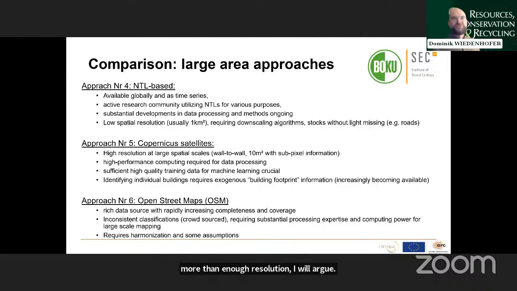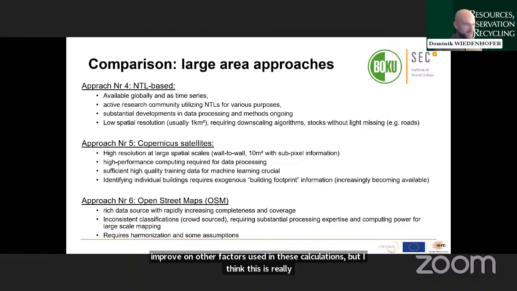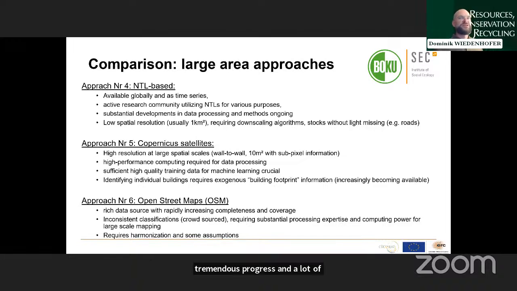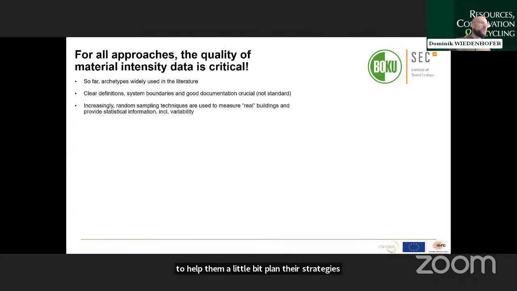One can always improve on training data. One can always improve on other factors used in these calculations. But I think this is really tremendous progress, and there is a lot of excitement I'm hearing also from colleagues in the UK, where I presented the UK-based work to the Circular Economy Roundtable, where a lot of stakeholders and practitioners were really happy to see this kind of first-order estimate of what's out there to help them plan their strategies. So a lot of useful applications coming up.